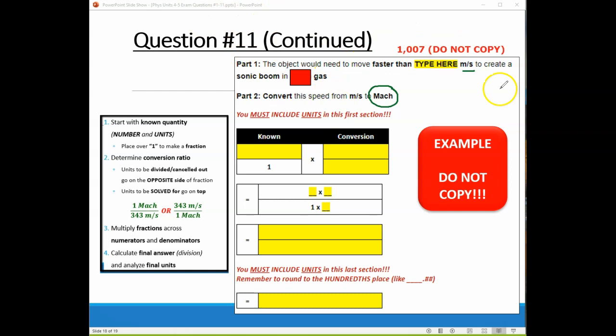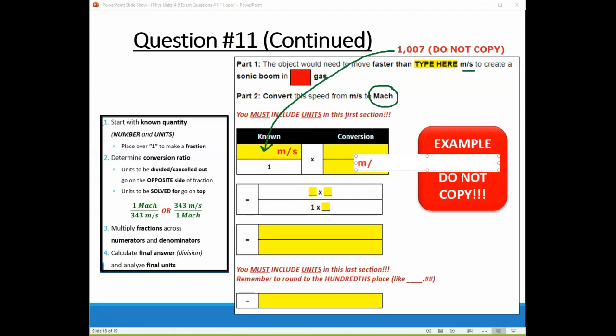Okay, so taking a look here, I'm going to go ahead and start off with the number that I know, which in this case is the number that we just determined. So this 1007 here, for example, would get plugged into here. Okay, so the units I'm going to include here, you must include units, is I'm starting off with meters per second.